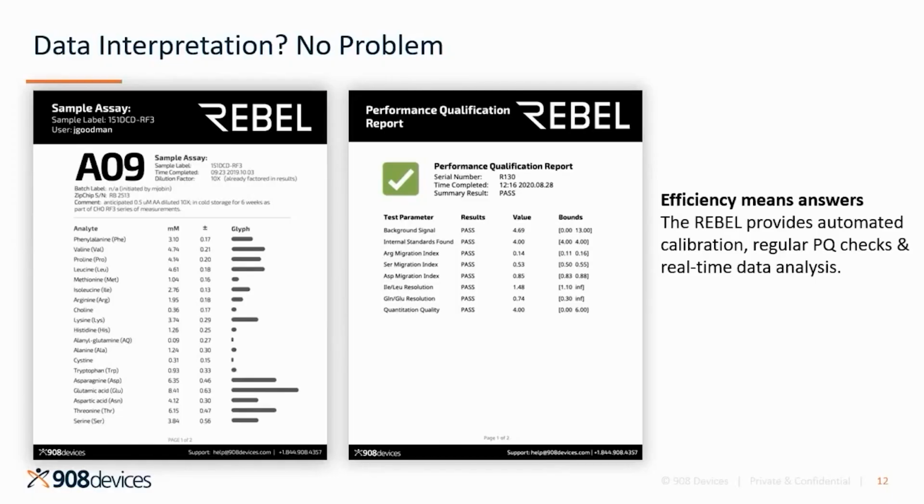The Rebel can quickly transfer your reports to an attached USB drive or automatically upload them to an Ethernet connected network drive. This allows you access to your findings remotely and to easily integrate them into your preferred data visualization package, electronic lab notebook, or LIMS platform.